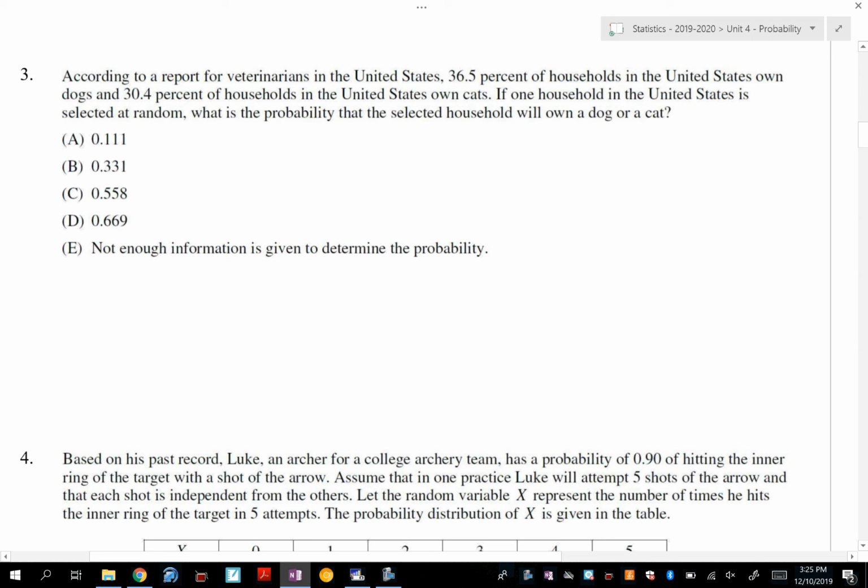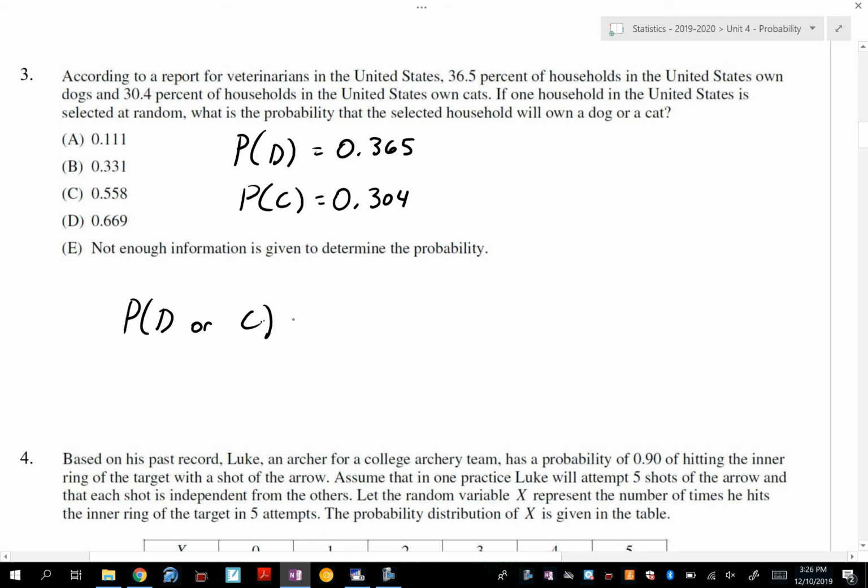According to this report for vets in the U.S., we have the likelihood that a household owns a dog is 0.365. For a cat, it's 0.304. What is the probability that a household has a dog or a cat? So we have dog or cat.